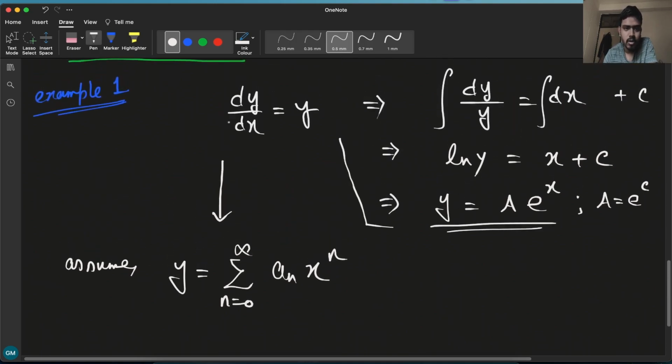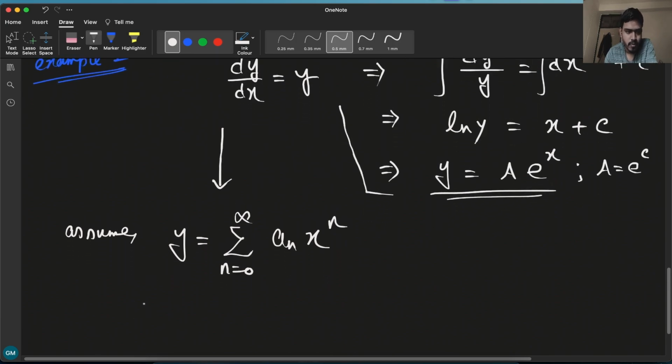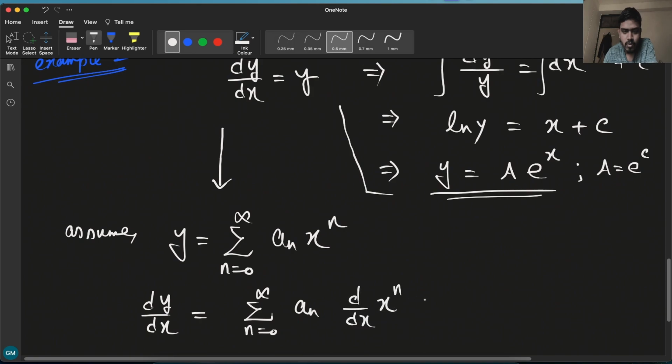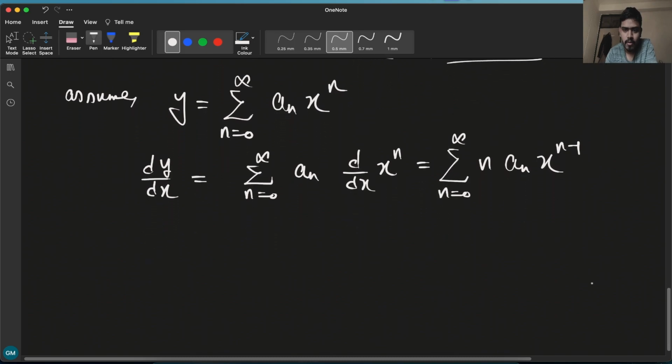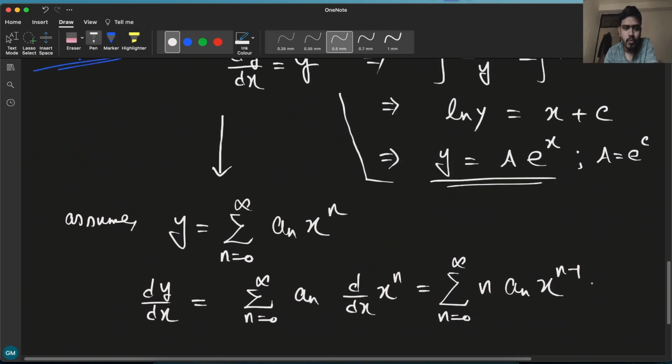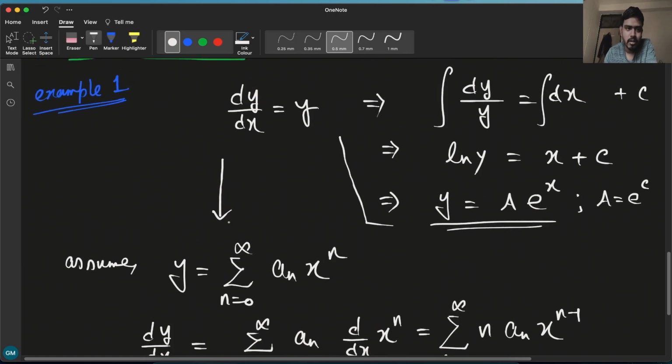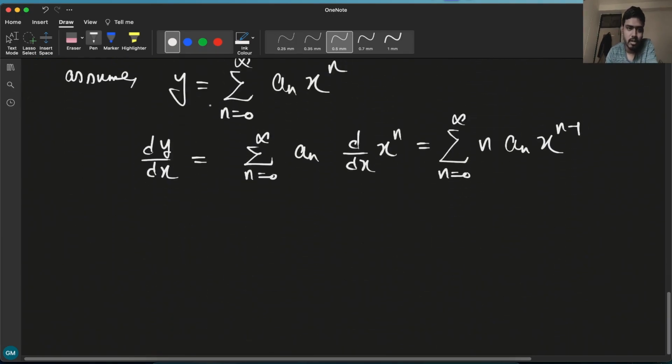Then we will calculate dy/dx. dy/dx equals the sum over n equals 0 to infinity of a_n d/dx of x to the power n, which equals the sum over n equals 0 to infinity of n a_n x to the power n minus 1. Okay, and now if you put this dy/dx and y in this differential equation, what will you get?